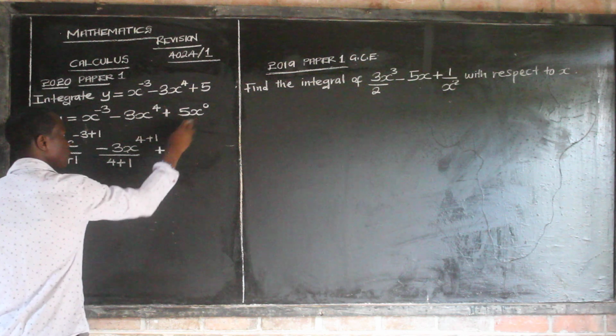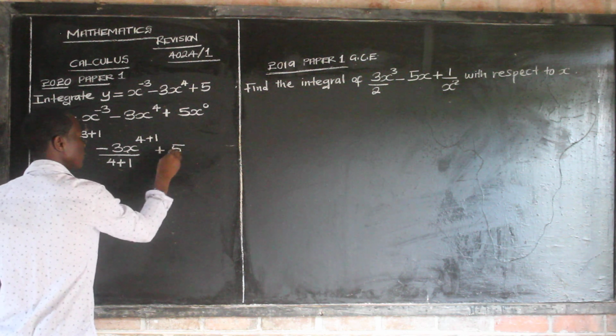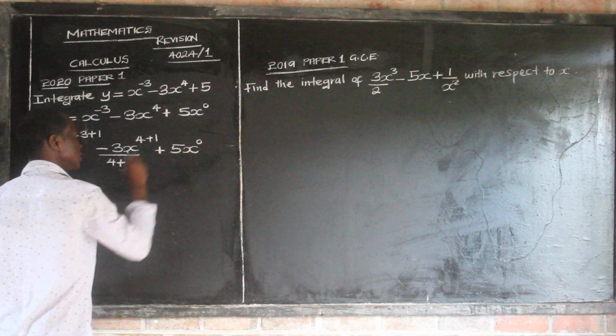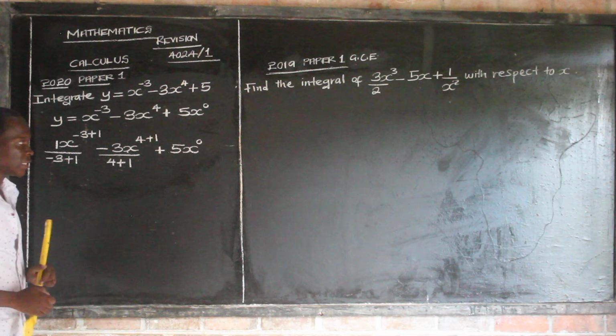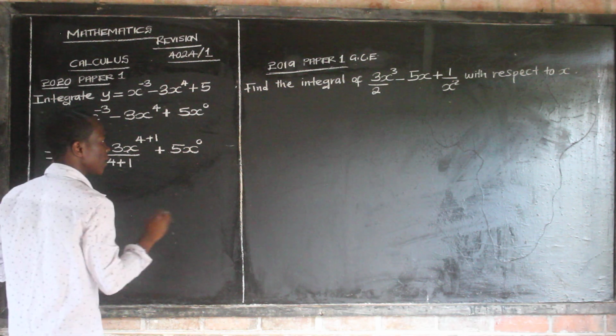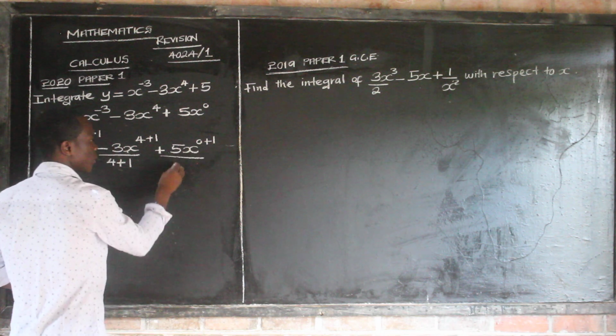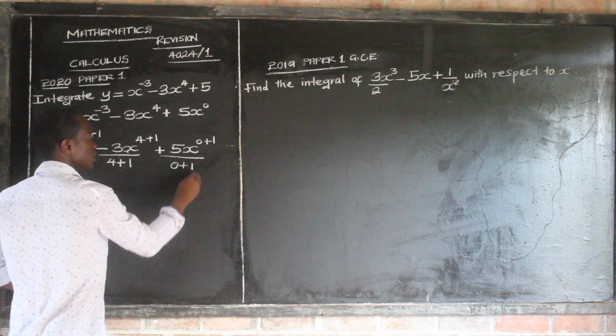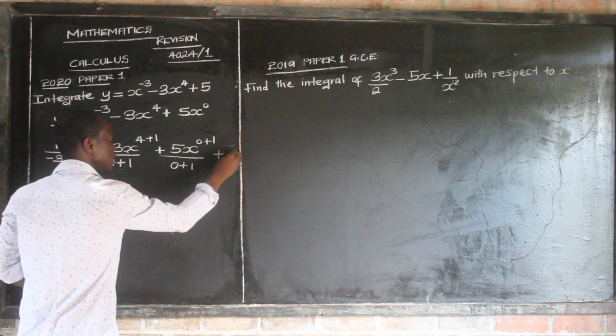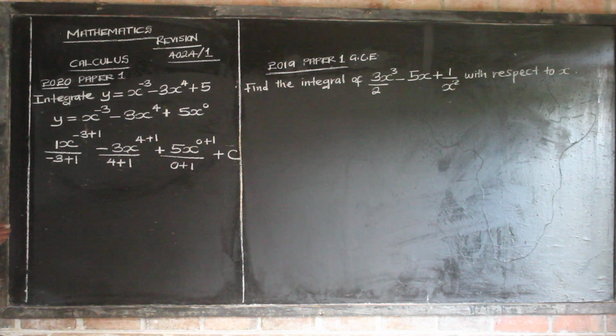Okay, let us move on. Plus, you do the same this side. You have 5x to the power 0. Now we are saying the power increases by 1, so we say plus 1. Then you divide by the new power, which is 0 plus 1. Then you add a constant, which is C.